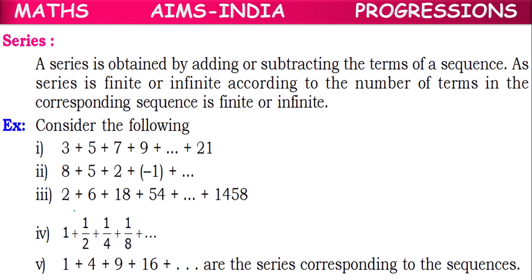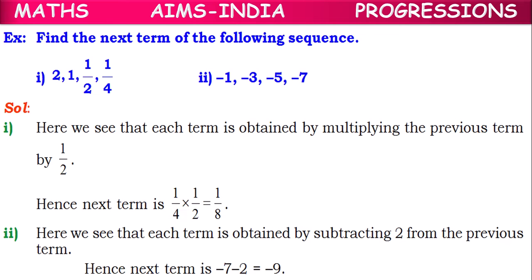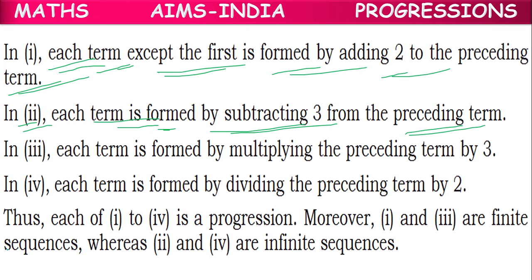Or third one, 2, 6, 18, 54, and so on. 2 times 3 is 6, 6 times 3 is 18, 18 times 3 is 54, means each term except the first term is obtained by multiplying 3 with its preceding term. So each term is formed by multiplying the preceding term by 3. So that is the relation in third one.